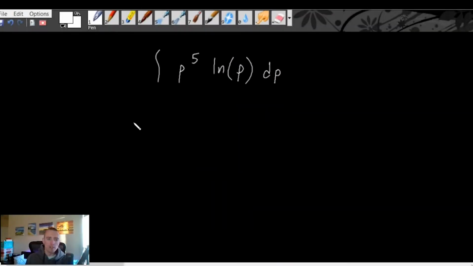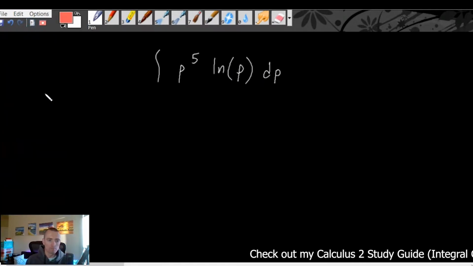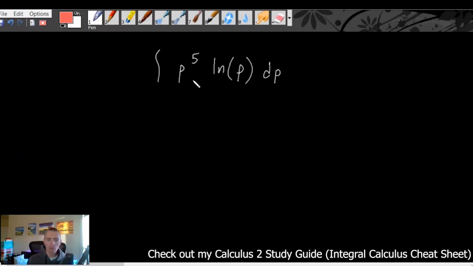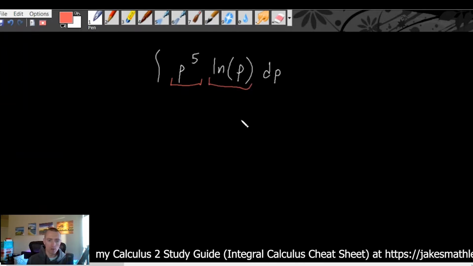We're going to take the integral of p to the fifth times natural log, or ln, of p dp. So I've already mentioned that we're going to be going over integration by parts. Just real quickly to touch on how you know that it's integration by parts, we pretty clearly have here the product of two different functions that we're integrating.